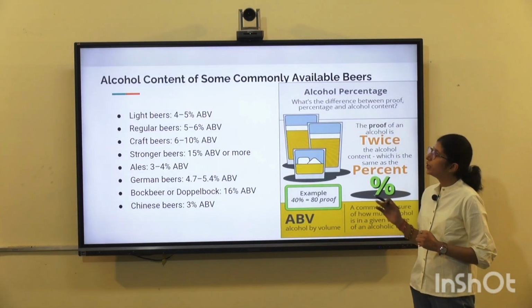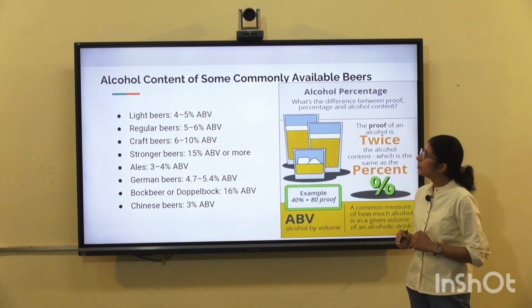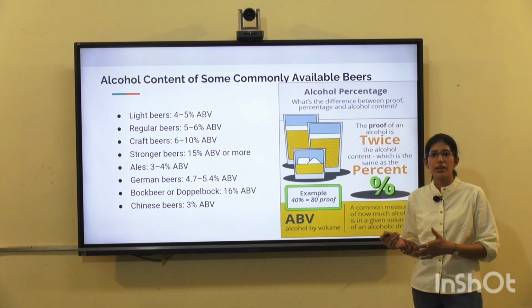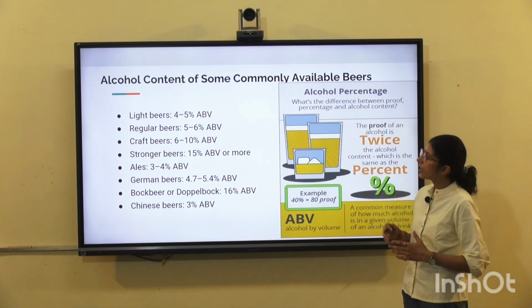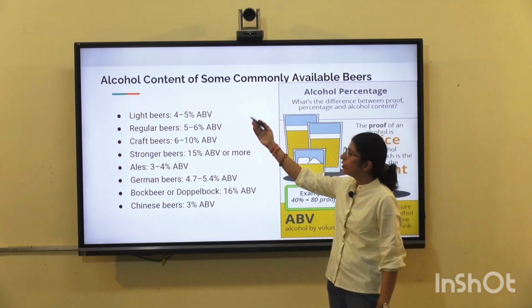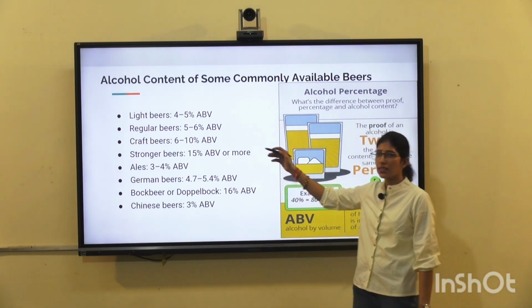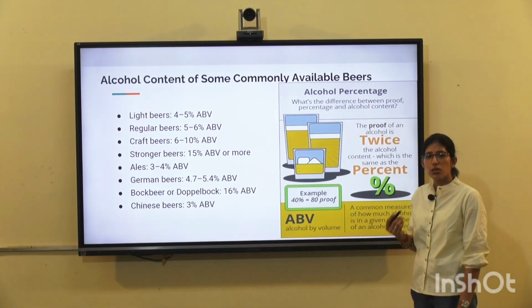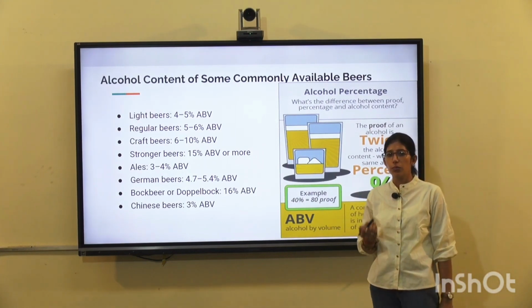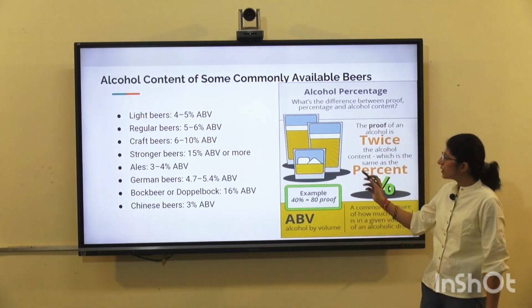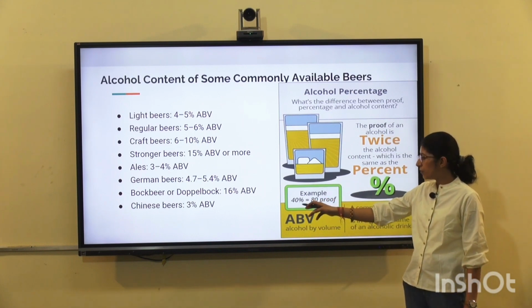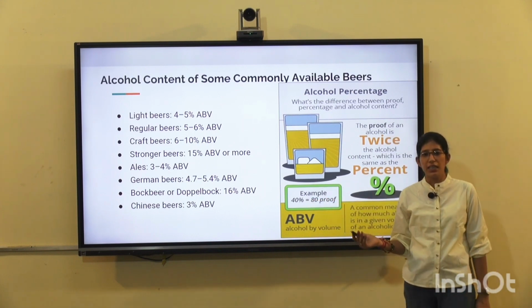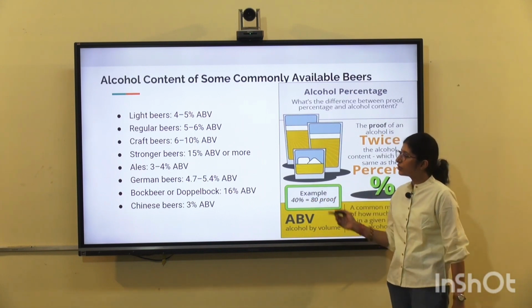Now there are some commonly available beers in the market under different names. Initially, let's understand what ABV is. ABV is alcohol by volume, and it is also represented in percent and proof. For example, if a beer has 40%, then the proof is going to be 80. It is exactly double the percent.